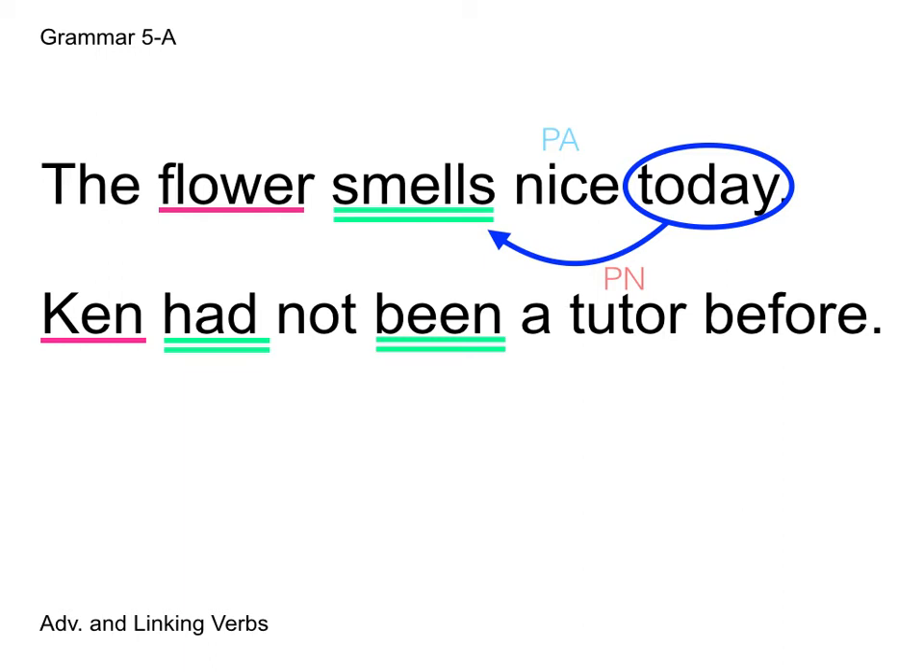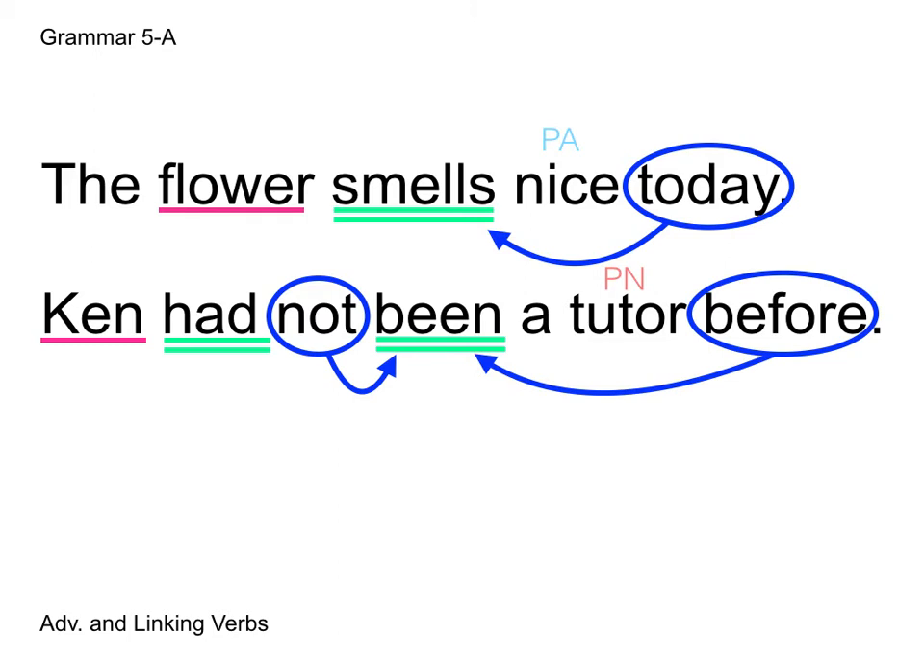It is our PN. So now we have Ken had not been a tutor before. Remember, not is a special type of adverb. It essentially negates the verb. So in this instance, not is negating the state of being, of Ken being a tutor. And then before modifies when that state of being is being negated. So, like I said, that is answering when. We have not, that negates the state of being. Also look out for adverbs that answer how and where the state of being is occurring.